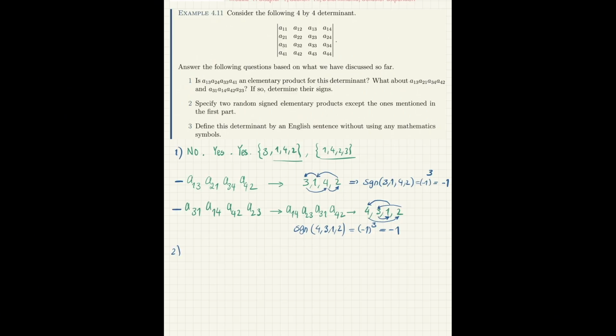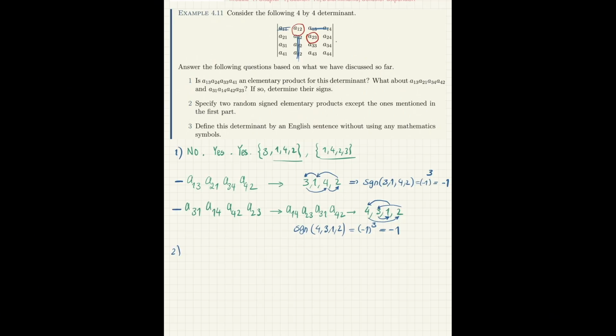So for example, let me change my color to red here. From the first row, I can pick a random entry, but then I am not allowed to choose this one. So let me cross it over. This is not possible anymore. This is not possible anymore. Now we go to the second row. In the second row, I have three options left. We can choose one of them. For example, let me choose this one.